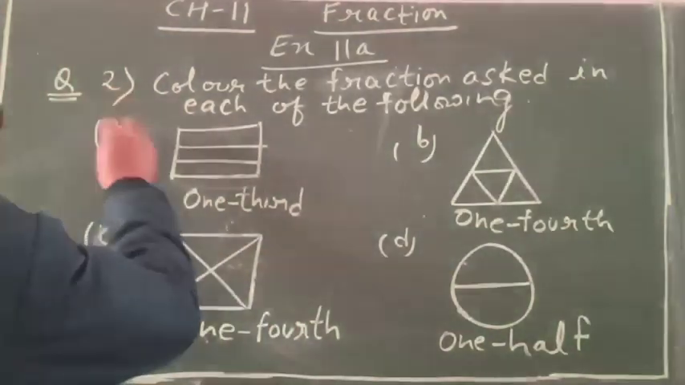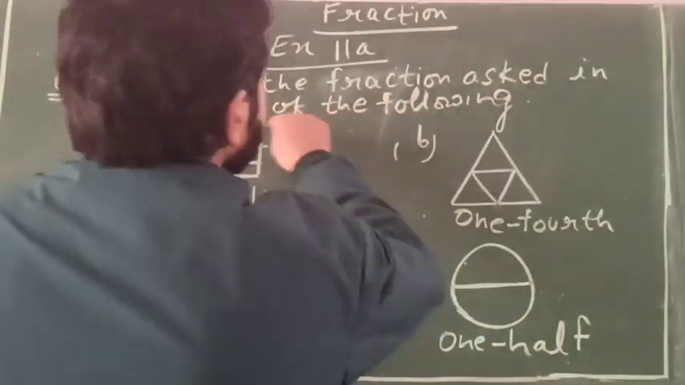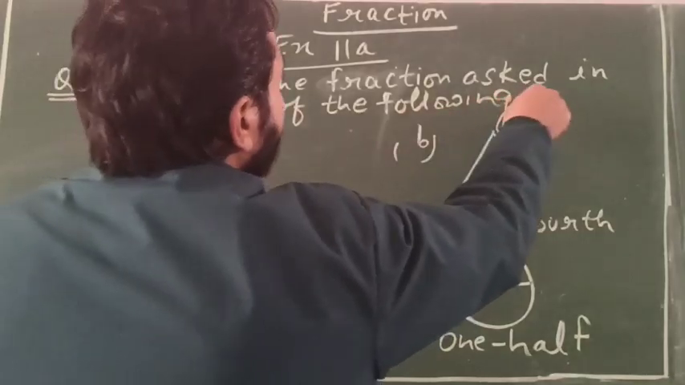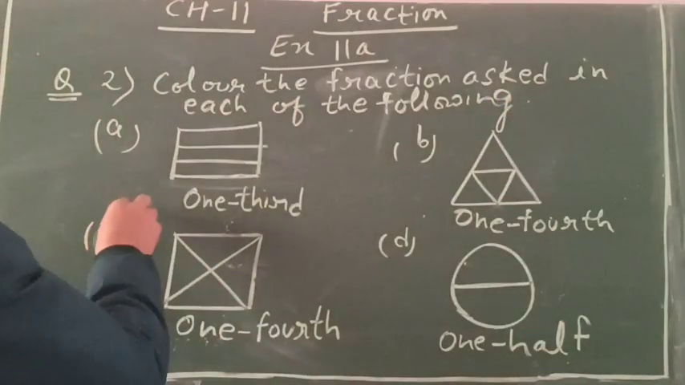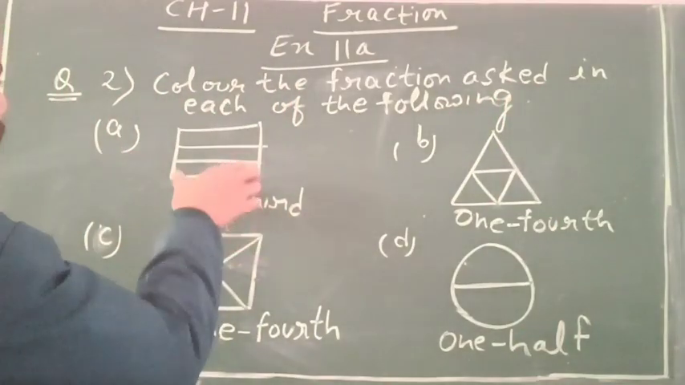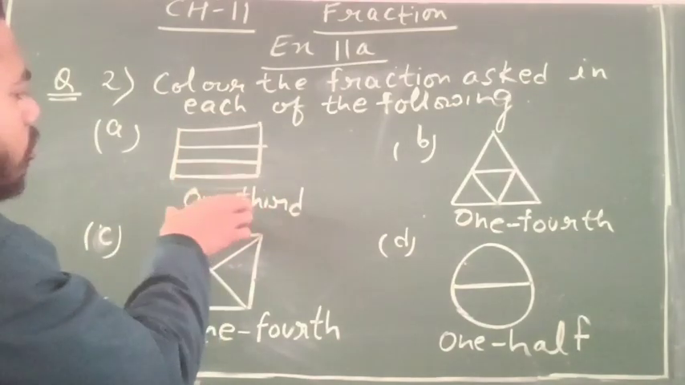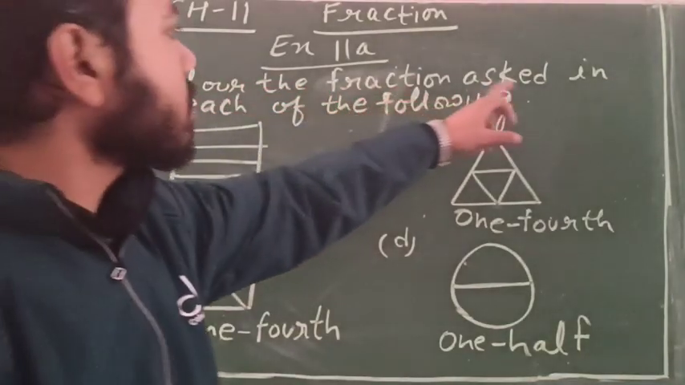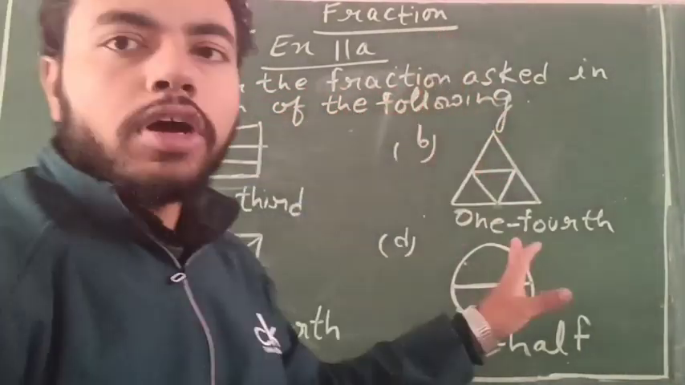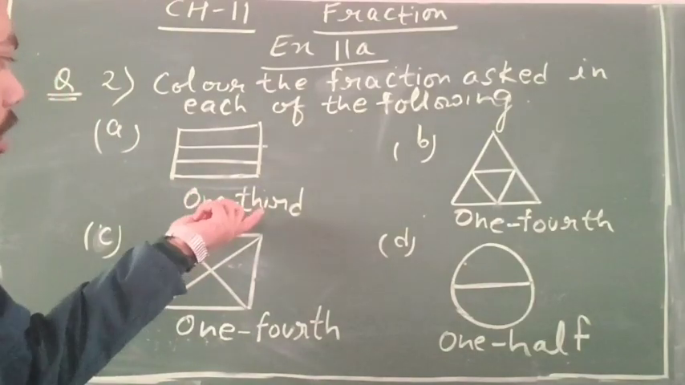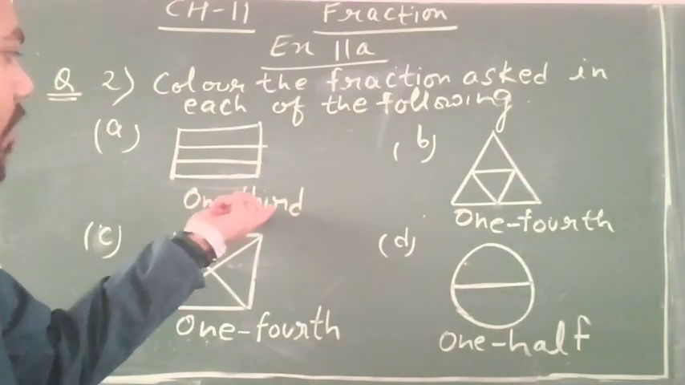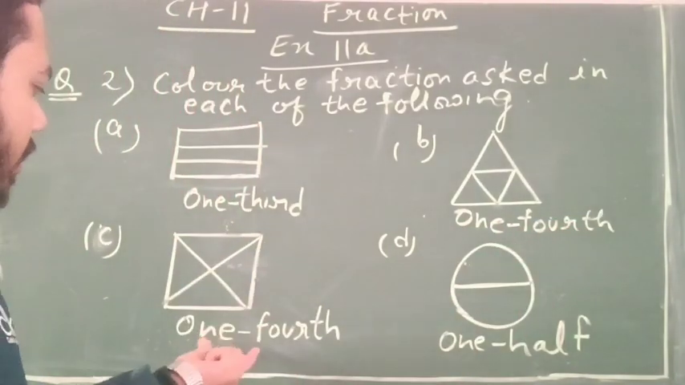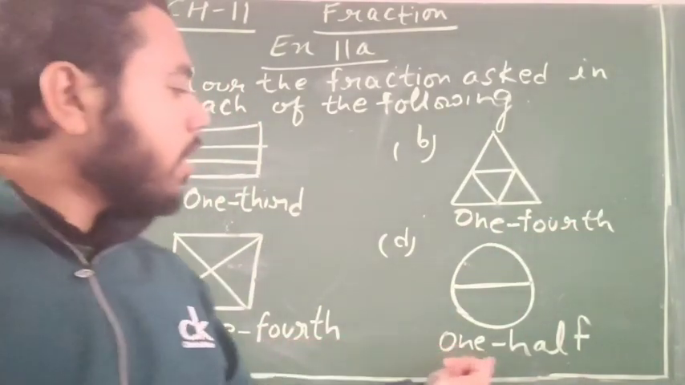Here is question 2. Color the fraction asked in each of the following. So this is the figure. In this you have to represent one third. The question is saying to color the fraction asked in each of the following. As I have told you, read it as one third, one fourth, and one half.